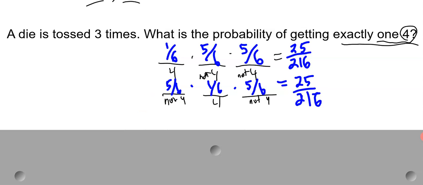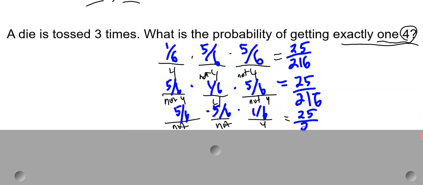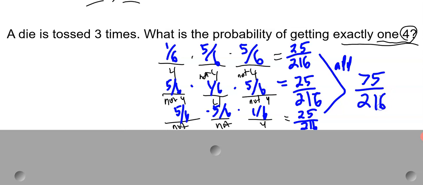So let's figure that out here. This would be not a 4 here, not a 4 here, and a 4 here. So that would be 5/6 times 5/6 times 1/6, which is 25 over 216. So if you add those up, you get 75 over 216. That's the probability. That might simplify, by the way.